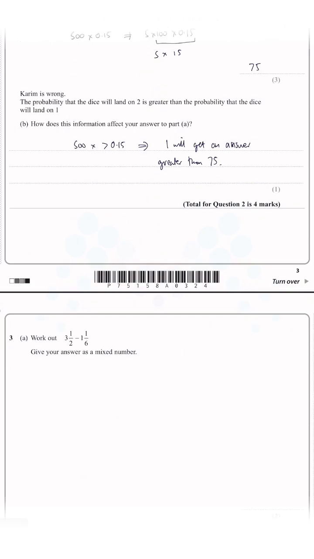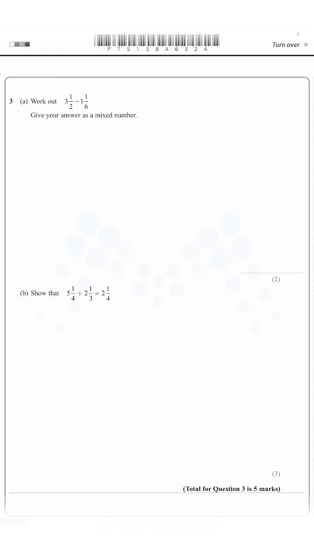Right, moving on to question number 3. It says work out 3 and a half minus 1 and 1 sixth. The question says give your answer as a mixed number. So I'm going to highlight this part because that's important for me. At the end, I'm going to need to make sure that my answer is a mixed number. First thing, if I change each of the fractions into improper fractions, 3 times 2 is 6, add 1 is 7, so it becomes 7 over 2. Minus the second one, 1 times 6, add the 1 at the top, gives you 7 over 6.